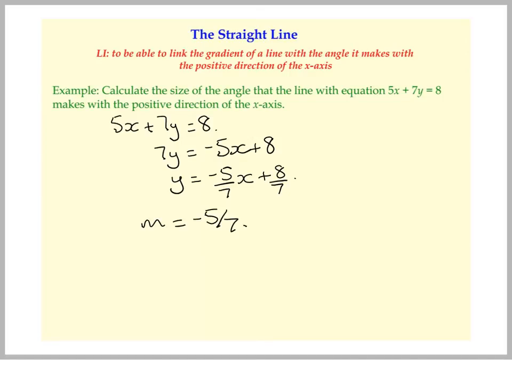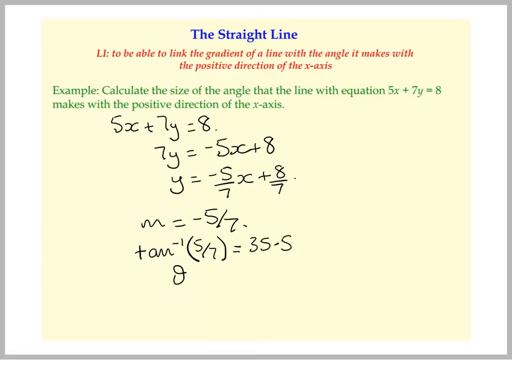Now if we have a negative gradient, we're working out 180 minus tan to the minus 1 of 5/7. So I'll just go through that very quickly. If we work out tan to the minus 1 of 5/7, that's going to be 5 divided by 7 equals tan to the minus 1, 35.5 degrees.